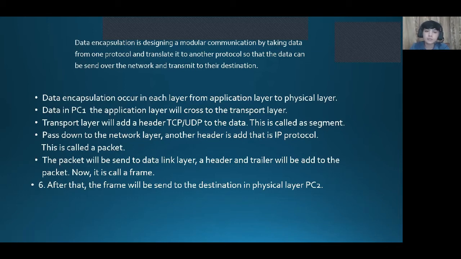Then this packet will be sent to the data link layer. In this layer, not only a header is added, but also a trailer. Now this packet is transformed and we call it a frame. Lastly, the frame will be sent to the destination, PC2, in the physical layer. So that's how data encapsulation occurs from each layer, from the application layer to the physical layer.